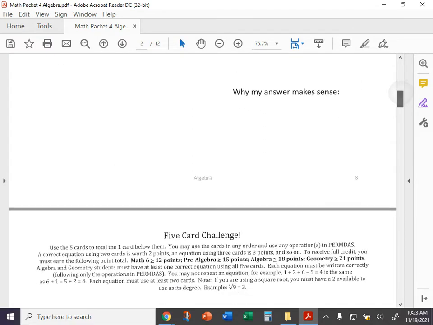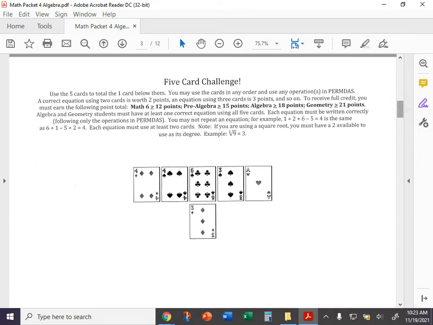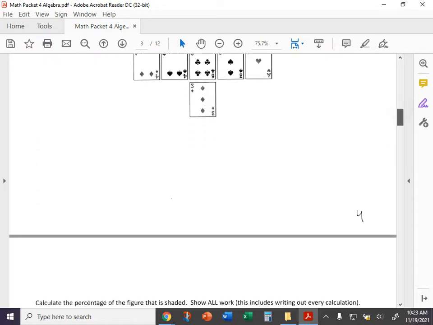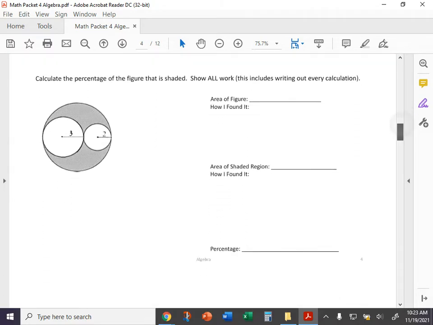Okay, next up we have the 5-card challenge. That is the same as it's been for every other 5-card challenge. Make sure you are getting 18 points. Make sure you are using an equation with all 5 cards. And just check to make sure that what you write down is actually true.